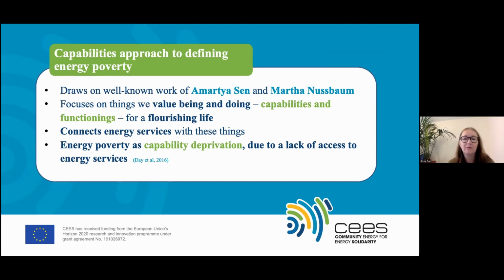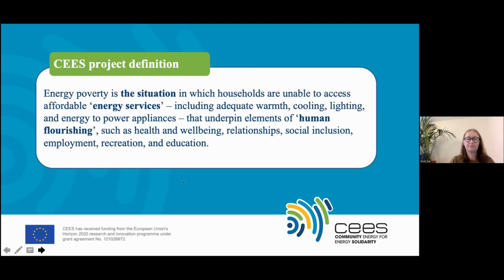So things like being able to be healthy, being able to have social relations, being able to engage in employment and cultural life, having dignity and social respect, for example. So these are all really essential for a flourishing life. So this approach to energy poverty connects energy services with these capabilities. So in this sense, if you're taking this approach, this leads us to think of energy poverty as capability deprivation that comes about due to a lack of access to energy services. And this is a definition that the Covenant of Mayors is now sometimes using in Europe, for example.